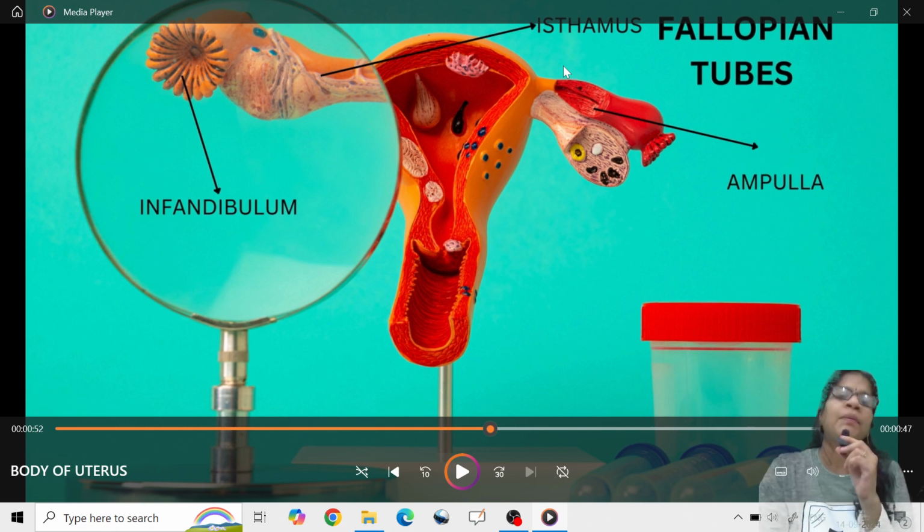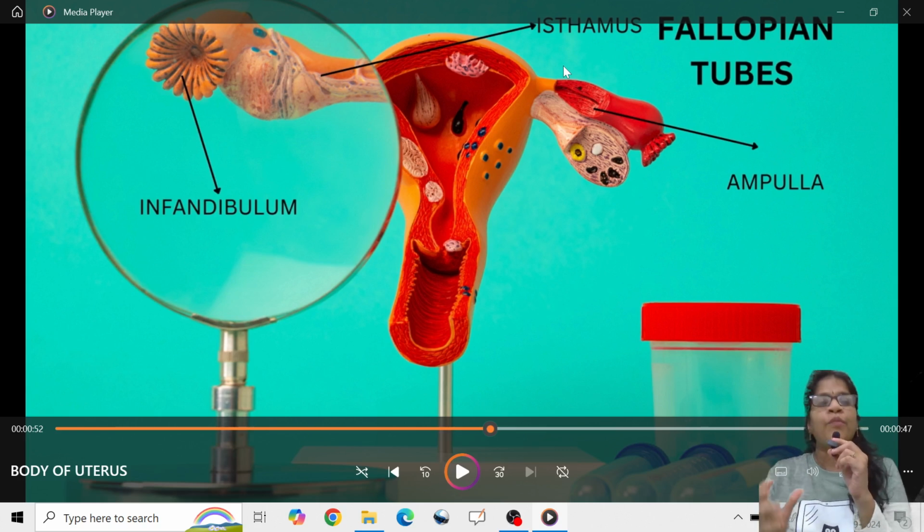Those pregnancies are called ectopic pregnancies, where the fertilization and the formation of the zygote and everything happens, but the zygote or embryo gets attached to the fallopian tube, not in the uterus. Ampulla is the region where ectopic pregnancies generally take place. So please remember that.